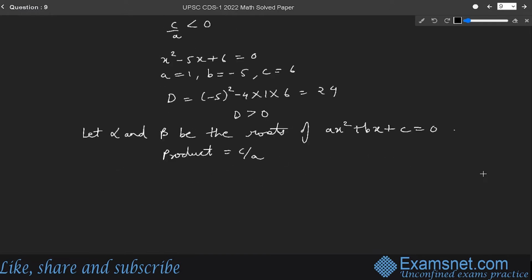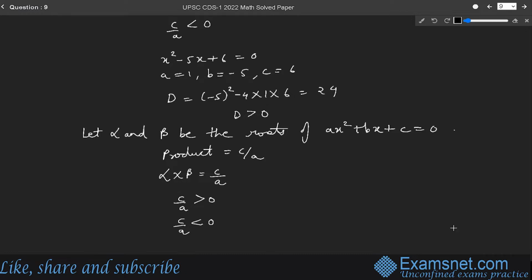And the product of roots means alpha into beta is equal to c upon a, because alpha and beta are the roots here. Now, if both the roots are positive or both the roots are negative, then we get c upon a will be greater than 0 if both the roots are of the same sign. And if one root is negative and one is positive, then we will get c upon a is less than 0, because the final answer will be negative. So we can say that statement 2 alone is sufficient to answer the question.